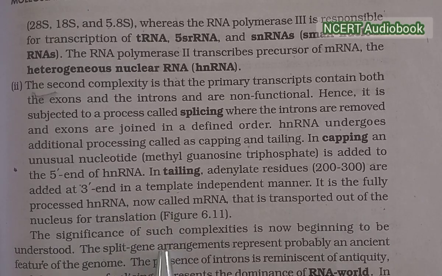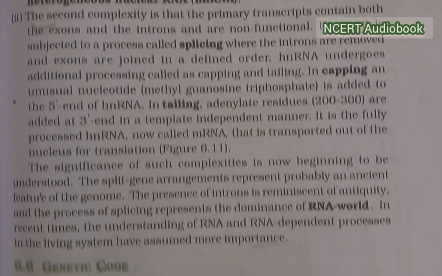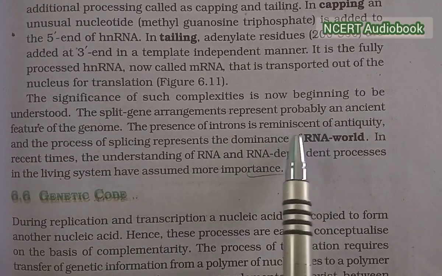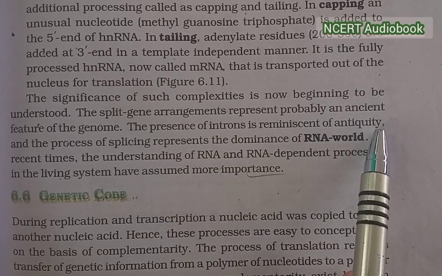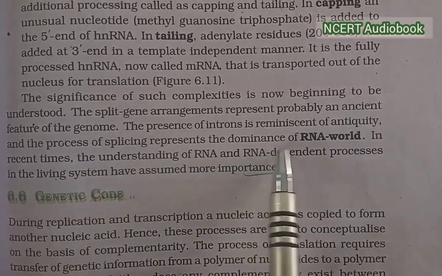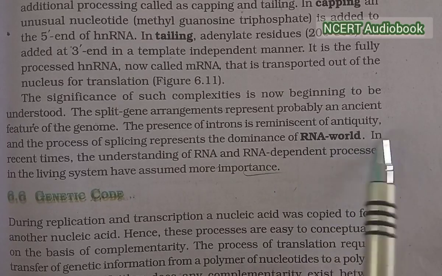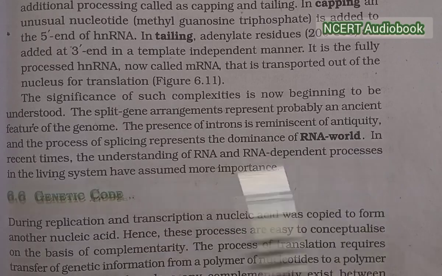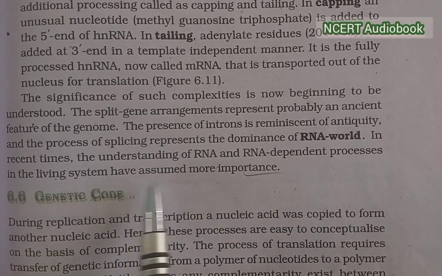The significance of such complexity is beginning to be understood. The spliced gene arrangements probably represent ancient features of the genome. The presence of introns is reminiscent of the antique, that is, the process of splicing represents the dominance of the RNA world. In recent times, the understanding of RNA and RNA-dependent processes in living systems has assumed more importance.